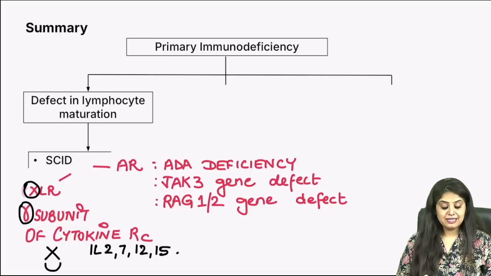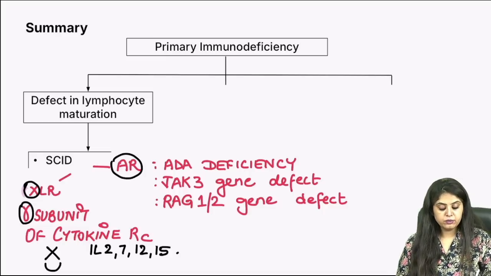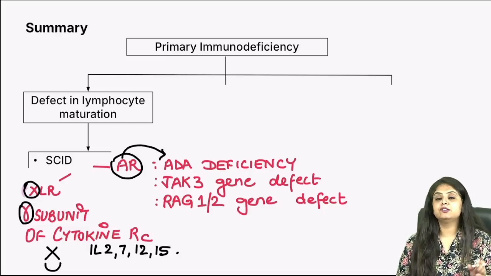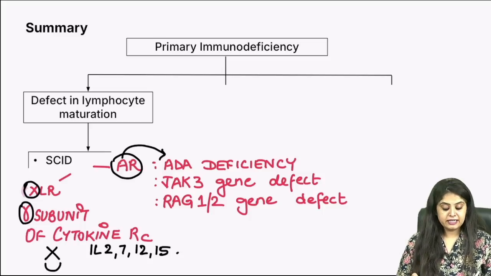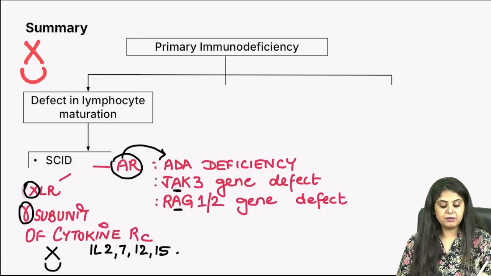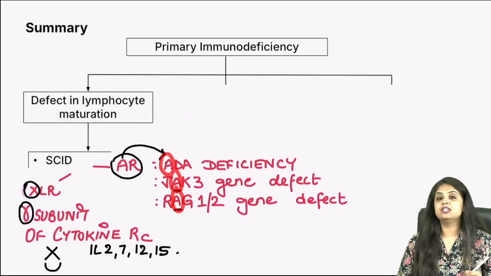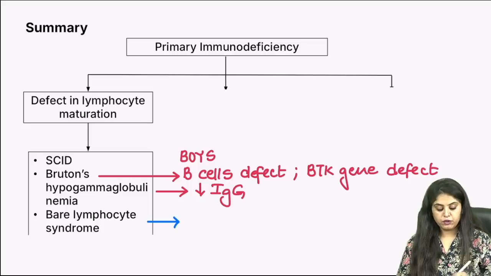Now talking about the autosomal recessive SCID, under which the most common one is the adenosine deaminase deficiency, ADA deficiency, and if it's not that, then it is either a mutation in the JAK3 gene or it is a defect in the RAG1 and RAG2 gene. So overall you will realize that for X-linked recessive it is the gamma subunit not working, and for autosomal recessive there has to be an element of A, that is ADA deficiency, JAK3 gene defect, RAG1-2 gene defect. So SCID is done. Let's move on to the next.